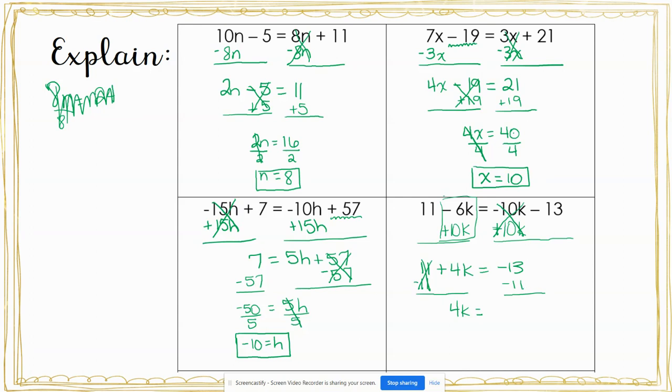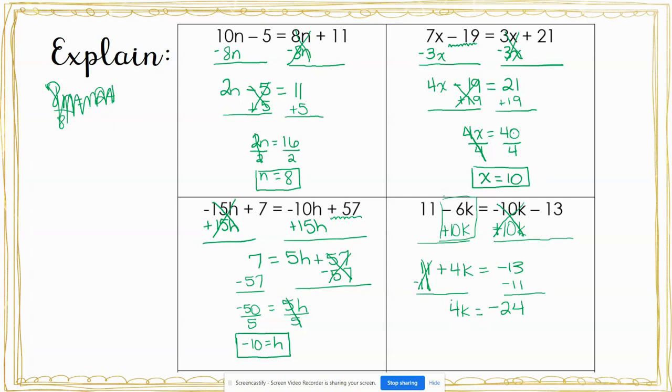Negative 13 minus 11, and you want to be very careful when you put this in your calculator. This does not say negative 13 minus negative 11. It literally says exactly what you see. Negative 13 minus 11. When you plug that into your calculator, you are going to get negative 24.